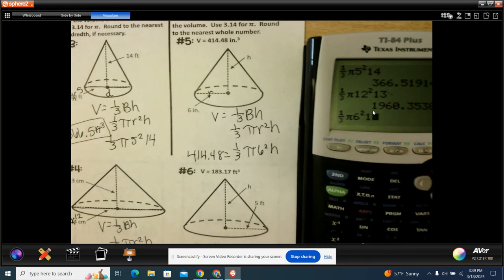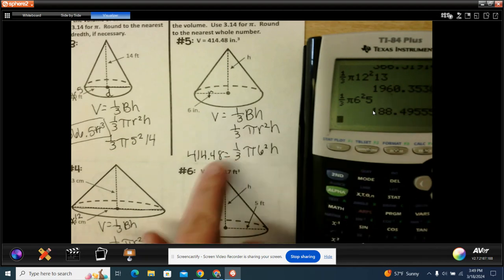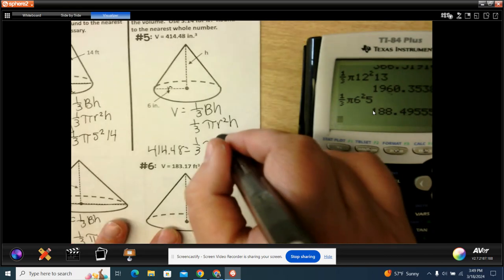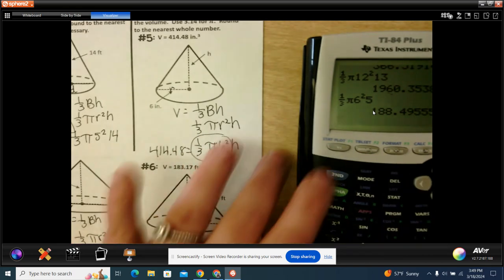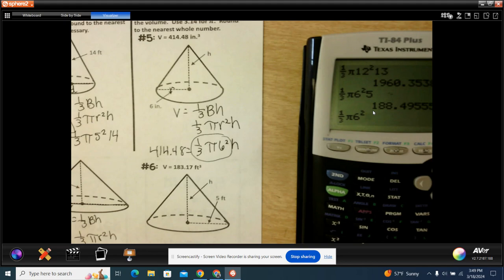So I've got 1/3 pi r squared 6. Let's say we times it by 5. And then I get 108, and then we can start guessing. So plugging in numbers, changing the 5 to a 6, obviously getting bigger and bigger until I get closer to 414. The other method is to find what is 1/3 pi 6 squared.